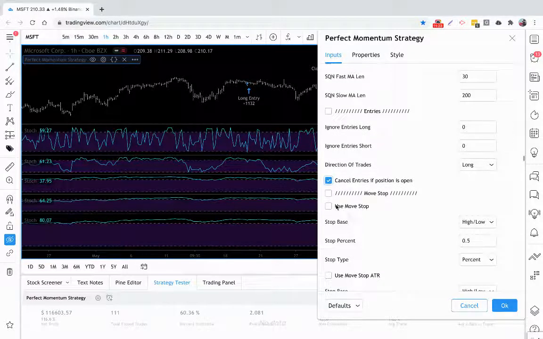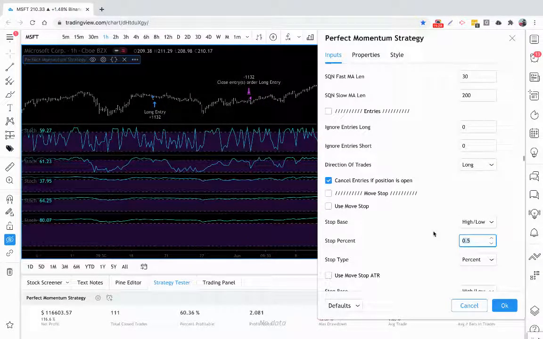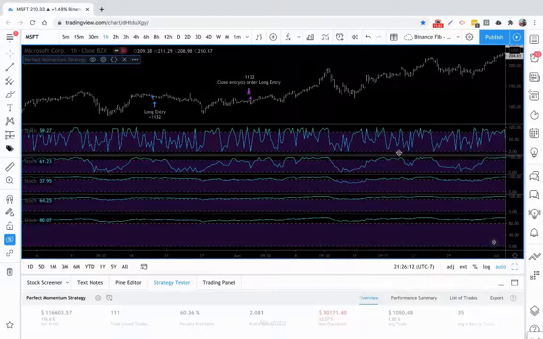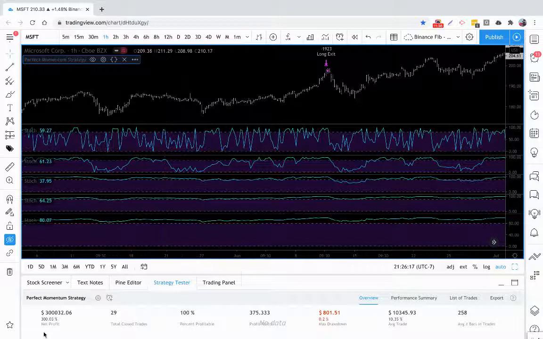So when you get an exit that comes up on the chart, you can actually move your stop loss underneath that and continue in the trade. So you can see here that the profit nearly doubled.